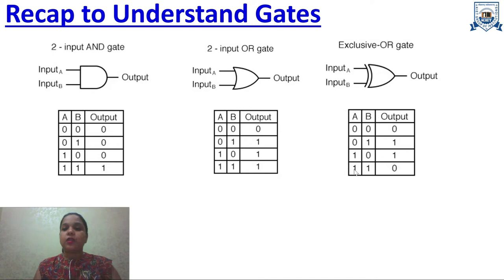Now you can conclude that if only one of the inputs is 1, then only the output is 1, else the output is 0. It means that if both inputs are equal, then the output is low. If both inputs are different, then the output is high. This is exclusive OR gate.